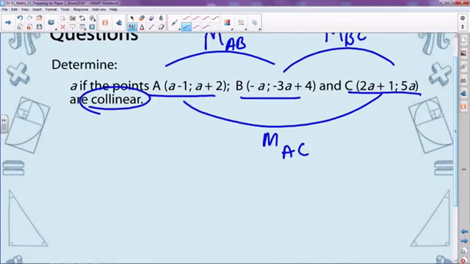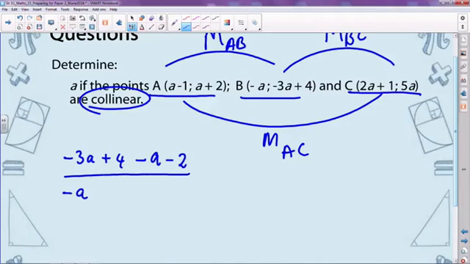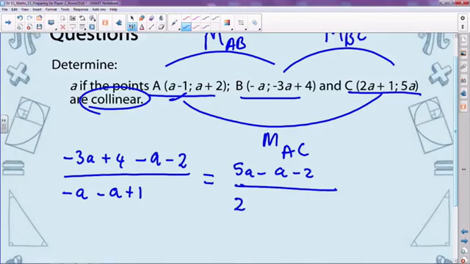Now, guys, how do you find gradient AB? It's the change in y over change in x. So that would be your minus 3a plus 4 minus your a minus 2, because we've got a minus and then bracket, the a plus 2, all over x2, it's minus a minus this a plus 1, okay, is the same as the gradient AC, which is your 5a minus 2 all over x2, which is your 2a plus 1 minus x1, which is your a, minus 1, which is a plus 1.